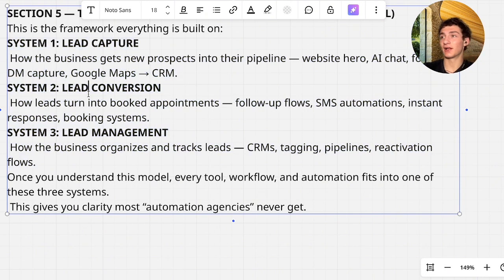You can sell each one individually if that's what you'd like, but you can bundle them all together to give them the best results possible and charge a higher price. Once you understand this model, every tool, workflow, and automation fits into one of these three systems. This gives you clarity most automation agencies never get. So let me just think of an example.